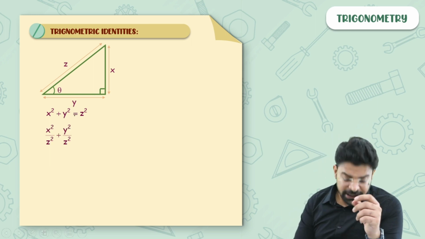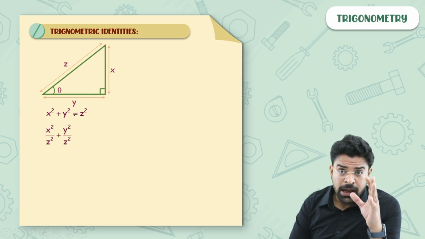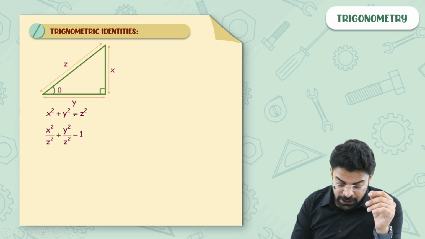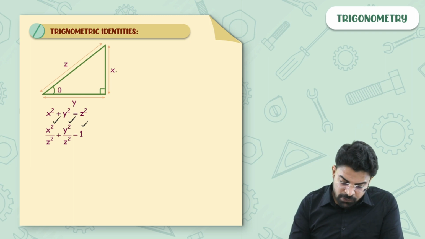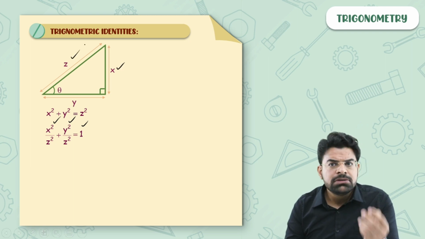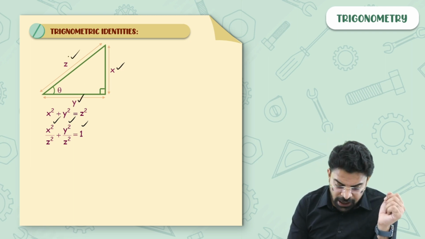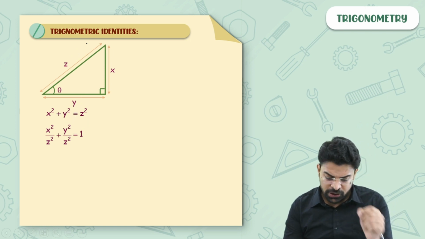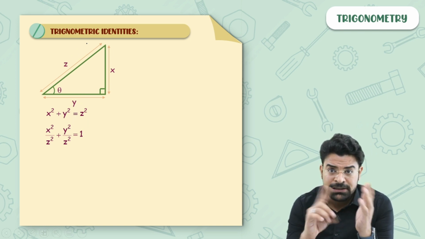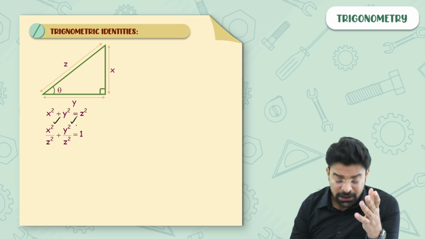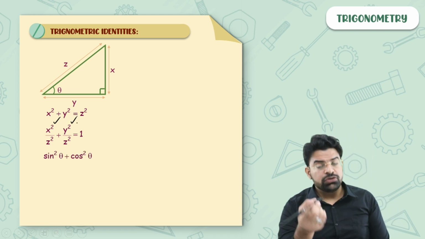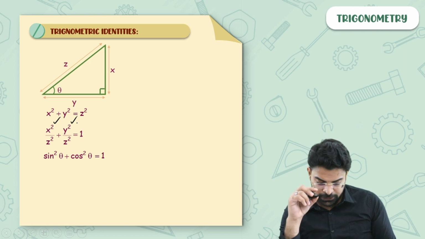Divide each term with z square, the hypotenuse length whole square. We get x square by z square plus y square by z square equals 1. What is x by z? So sine. What is y by z? So cos. So x by z is sine, y by z is cos. So when I write x square by z square plus y square by z square equals 1, I am nothing but writing sine square theta plus cos square theta equals 1.